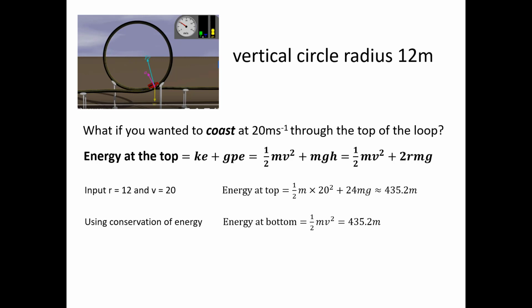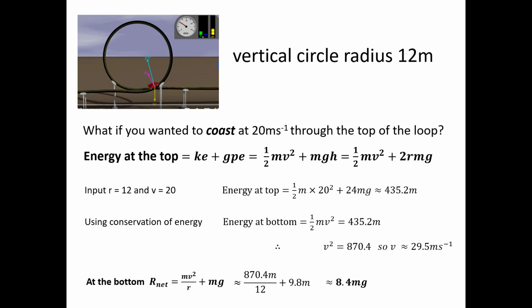Using conservation of energy, we must have all of that energy expressed as kinetic energy at the base of the loop. So we simply equate a half mv squared to 435.2 m. That's quite an easy equation to solve. We get a velocity of 29.5 meters per second. Well, fast, but only exciting, not mad. But let's see what happens when we turn this into an acceleration, 8.4 mg.